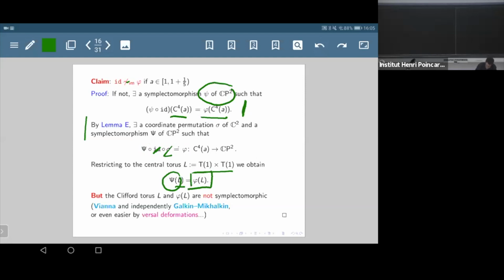But this is not true because this Vianna torus is not symplectomorphic, as Renato showed by using a count of holomorphic disks. I will come to how they are distinguished. This is known to be not so by Renato, and also Galkin and Mikhalkin had a somewhat different approach to this. And I will, if I have time, say by an easier method, by versatile deformations, why these tori are different. So this finishes this proof.